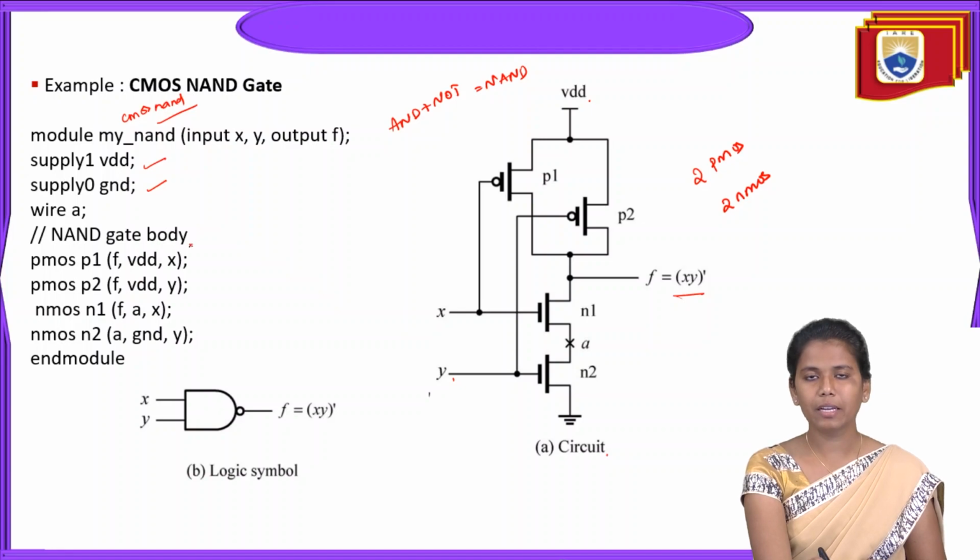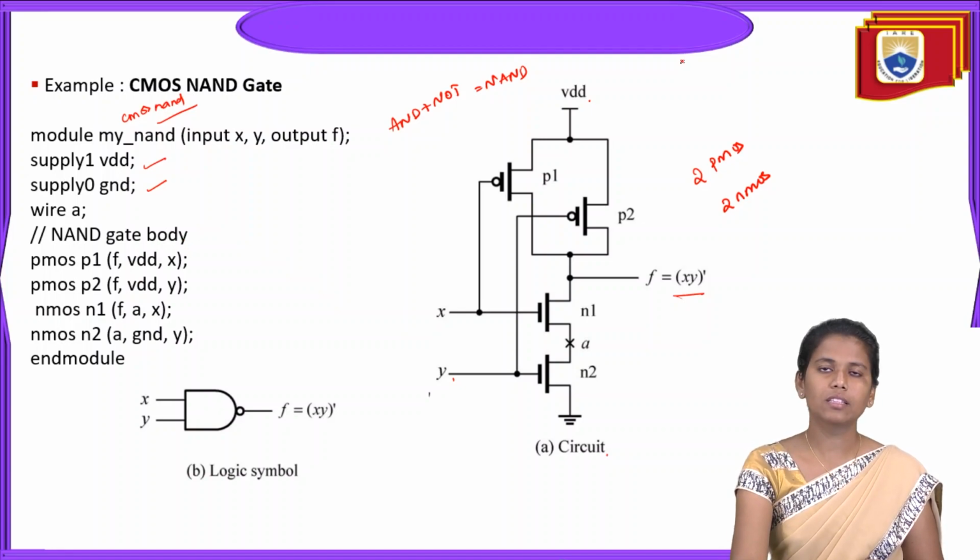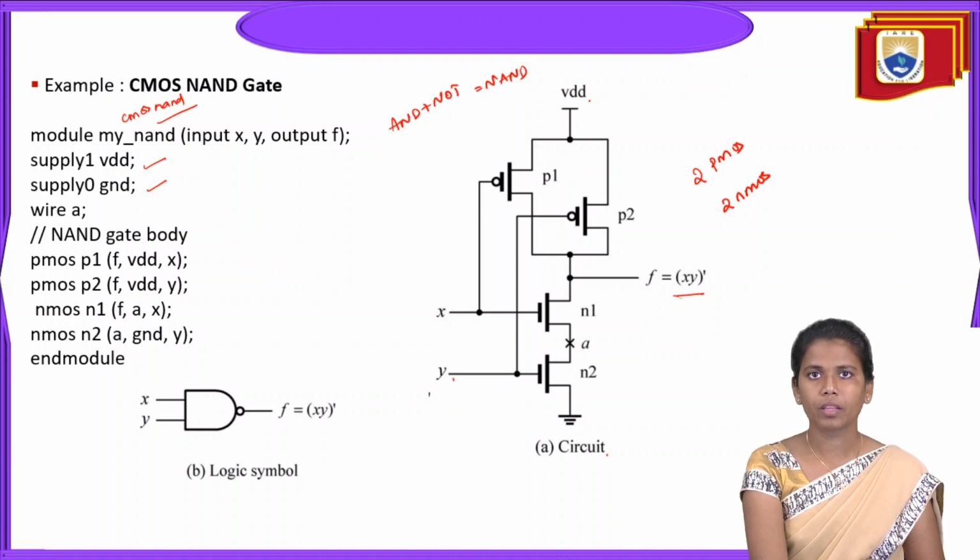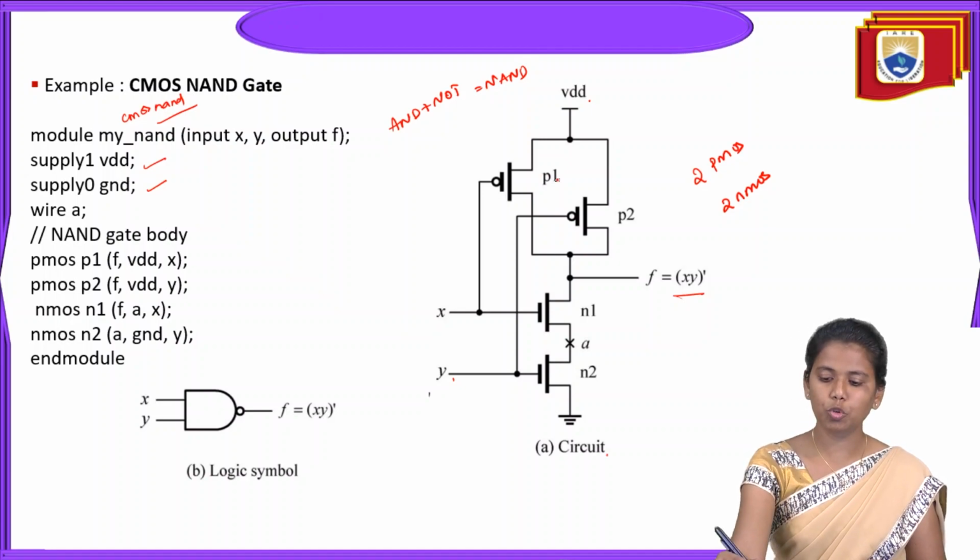Then the NAND gate body. So this is a NAND gate, right? This is a gate structure, and this structure I am going to describe. Now I am going to describe it with respect to the switches that I am considering. So here I have considered two PMOS, right?